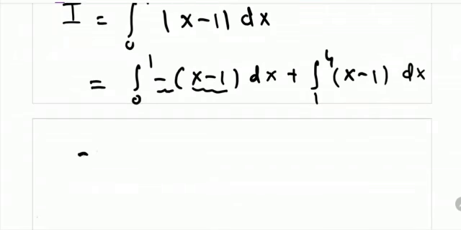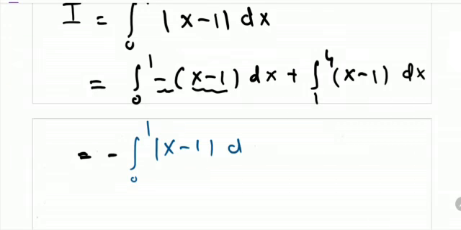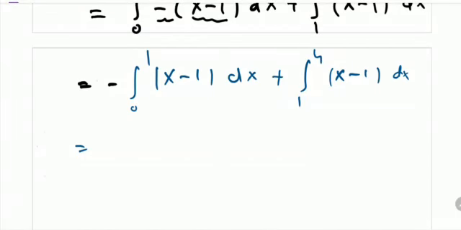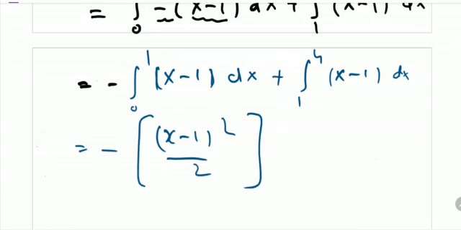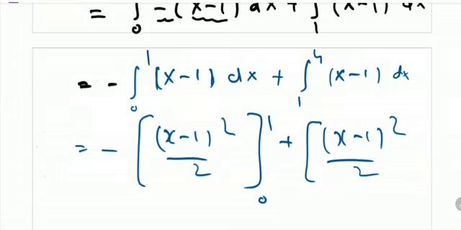Now integration is not difficult, we just keep minus outside. Integration of x minus 1 dx is what we need to do in both parts. I'll just keep simply integration of x minus 1 as x minus 1 the whole square by 2. Is it okay? Minus we still keep it outside, 0 to 1, x minus 1 the whole square by 2, 1 to 4.